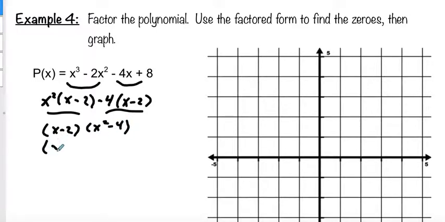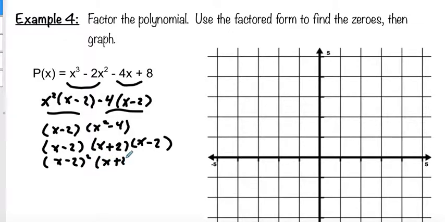I can continue factoring that x squared minus 4 because you're going to recognize that as the difference of squares. The square root of the first term is x. The square root of the second term is 2. And one's a plus and one's a minus. So really you have x minus 2 squared, and then we have an x plus 2. So that's completely factored there.